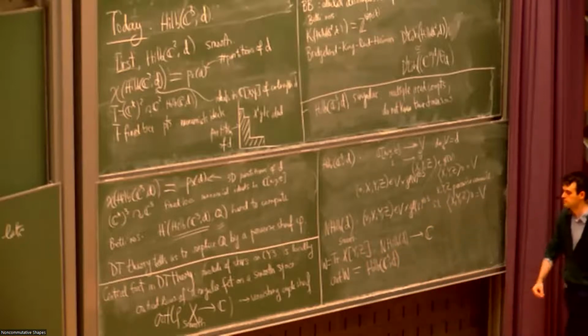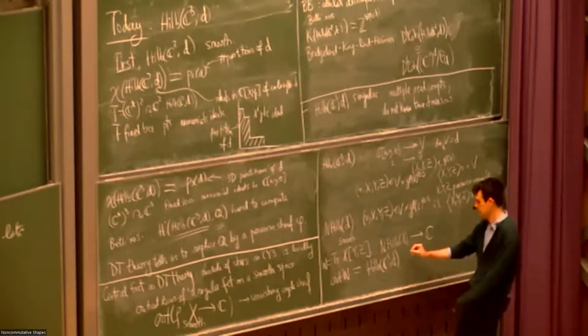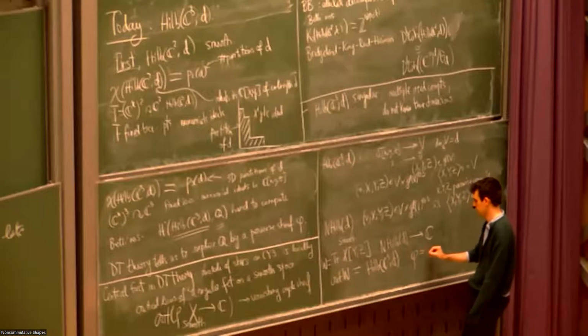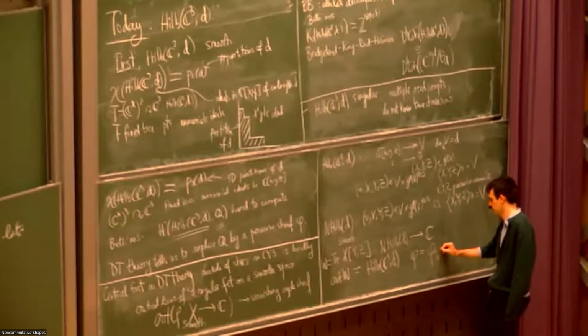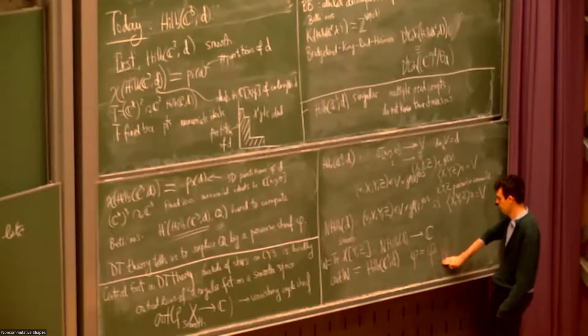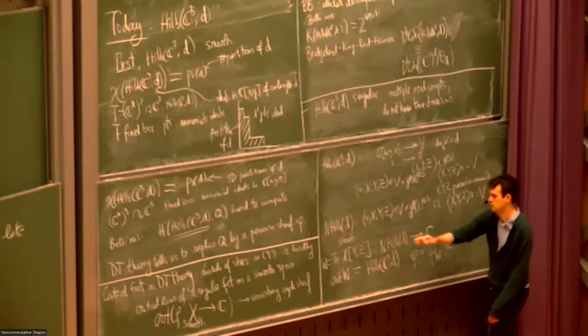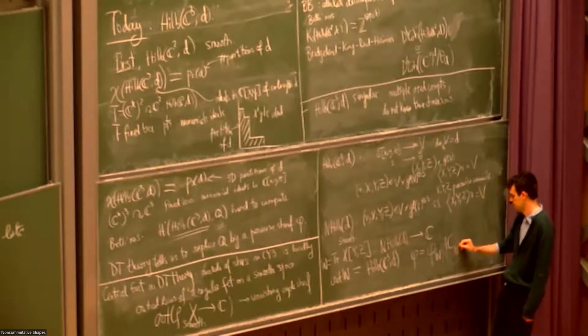So now we can consider the vanishing cycle sheaf. So this phi will be the vanishing cycle functor for this regular function applied to the IC sheaf. So this is a certain shift of the constant sheaf on this smooth space.